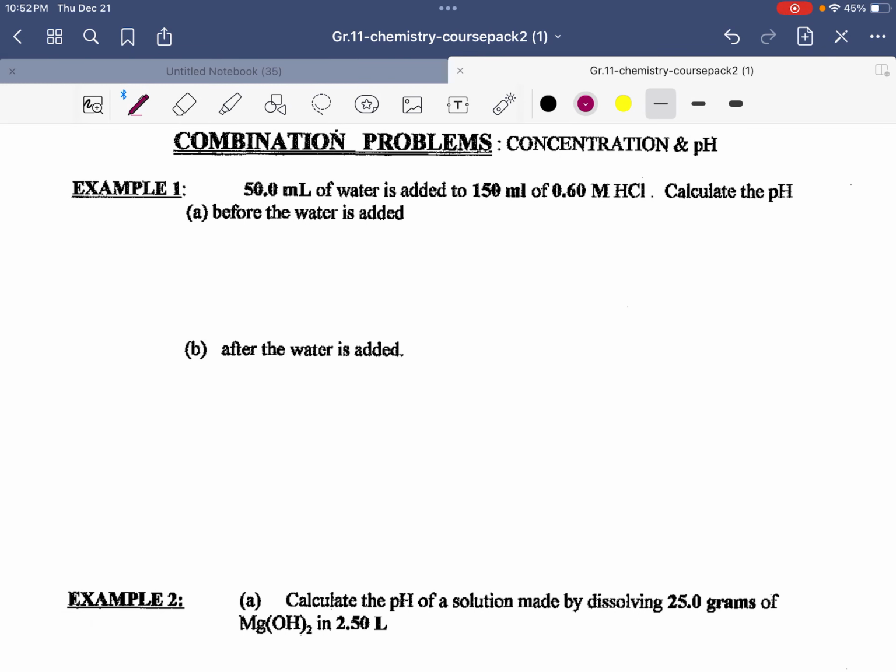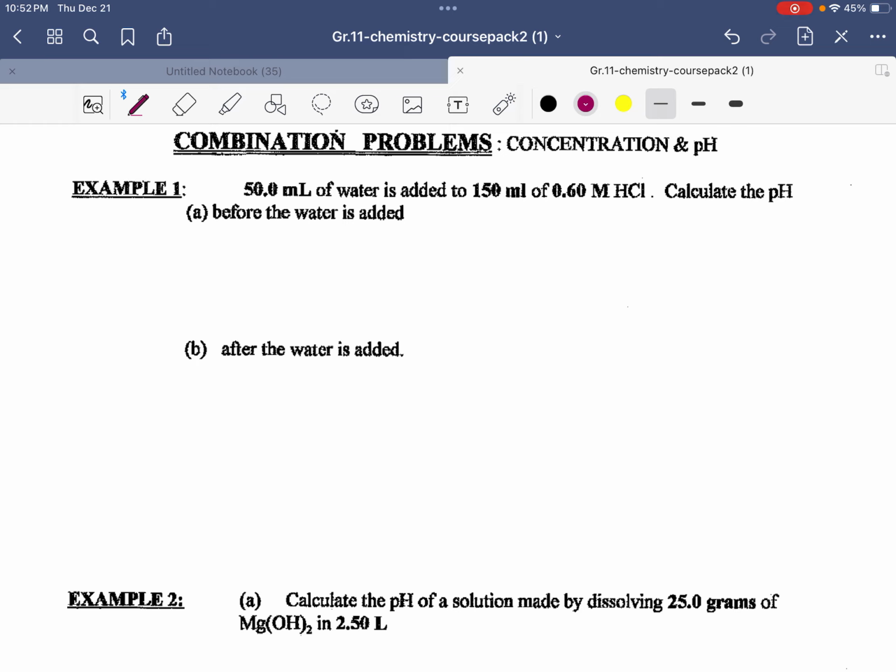Hey all! So in this lesson, we're gonna combine concentration and pH. Now, what does that mean? Such as, if you have an acid with a certain pH, and you add water to it, what happens to the pH? On the contrary, if you have some sort of base, and you add more base, what will eventually happen to the pH?